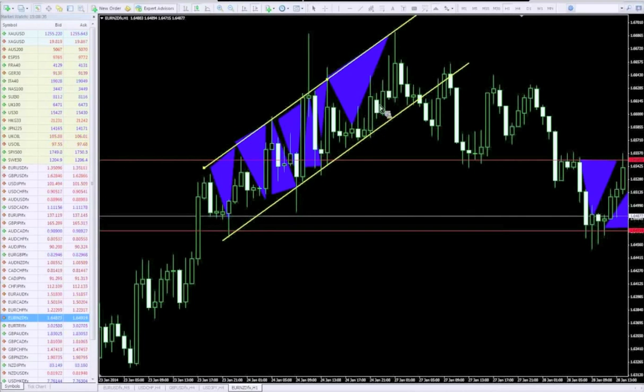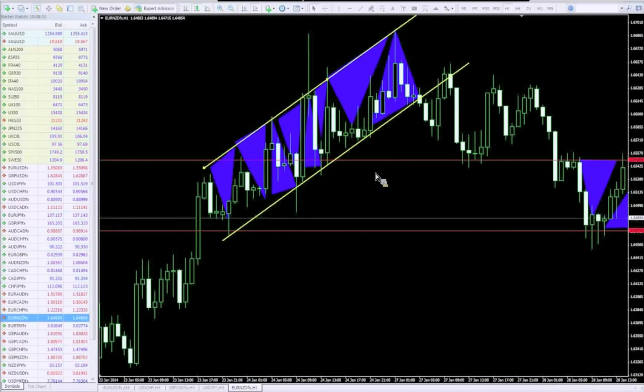I missed a triangle here. This went from this bottom and touched it at the top and came back to the bottom. Same exact idea. It's made up of triangular moves. And in most cases, you'll get a minimum of 5 triangles before price breaks away.